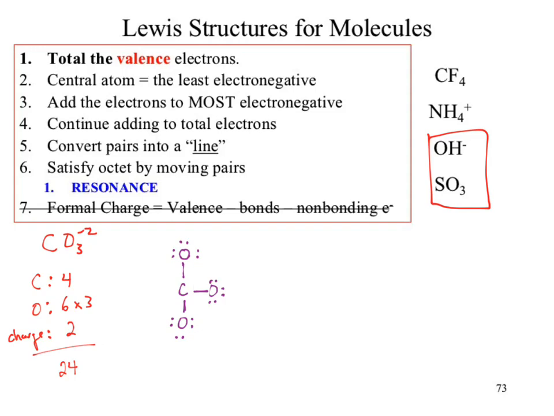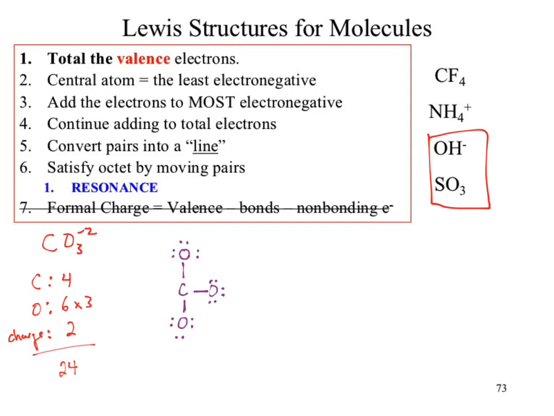Rule 6, satisfy the octet by moving pairs. Carbon does not have its octet. So what do I have to do? Move electrons to satisfy the octet. The two ways that students screw this up. Way number 1: cool, carbon has its octet. The problem is I'm not at 24, now I'm at 26. Can't do that.